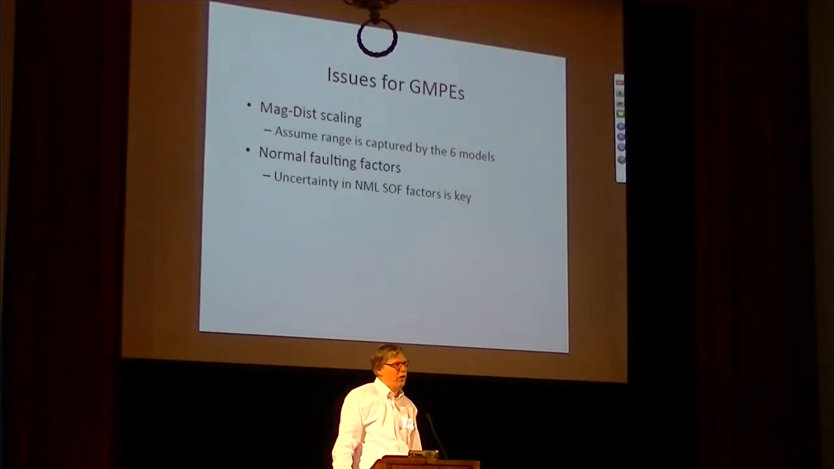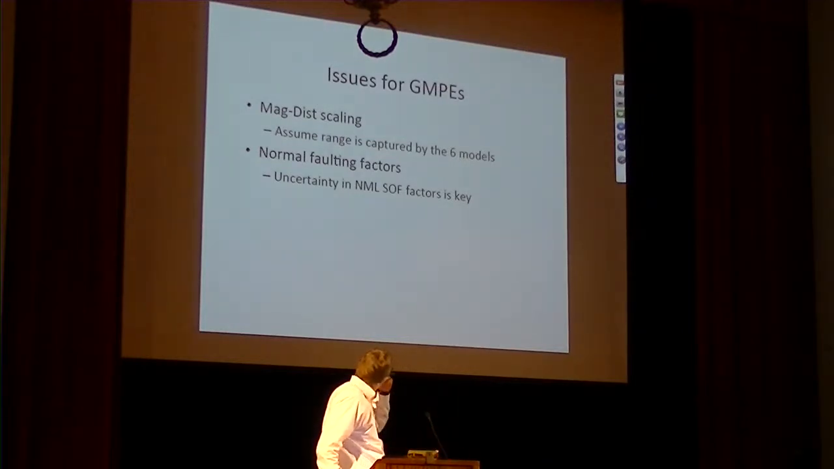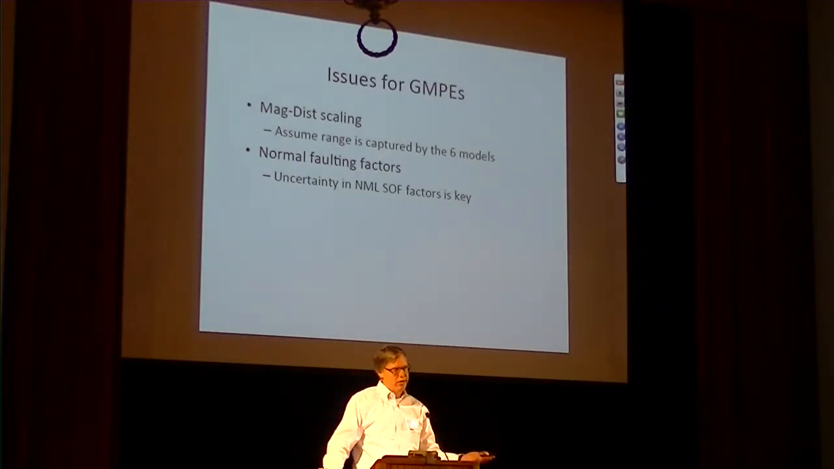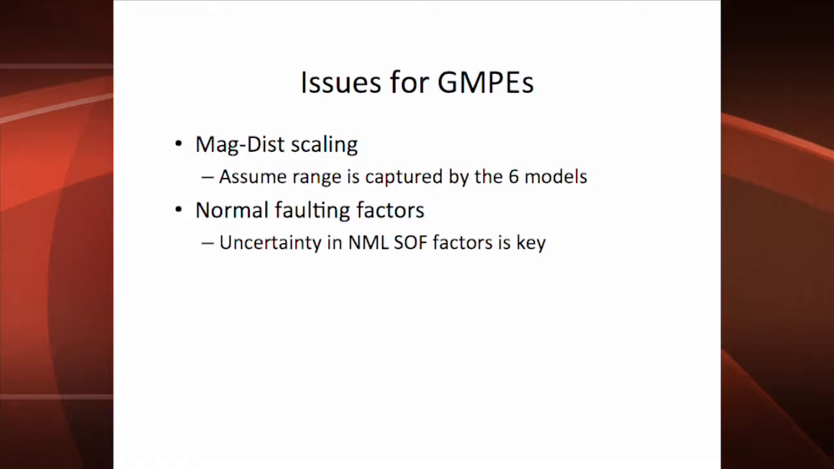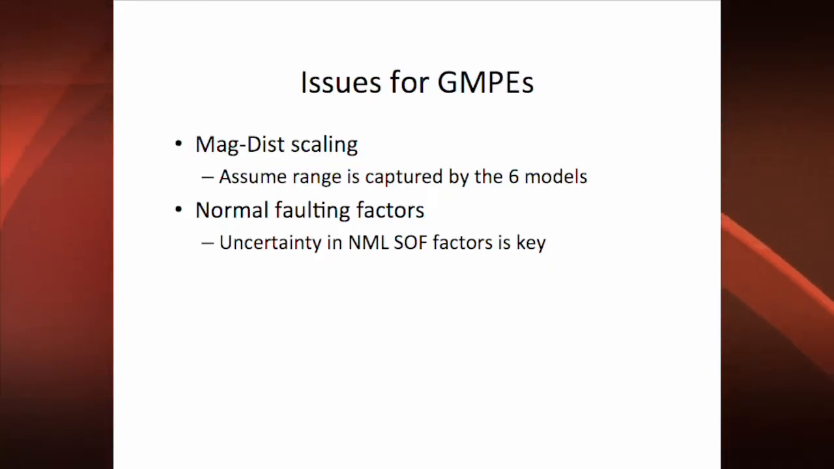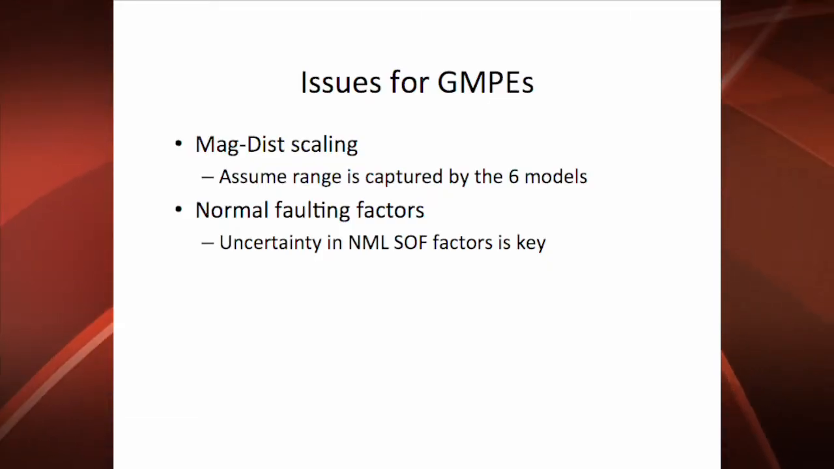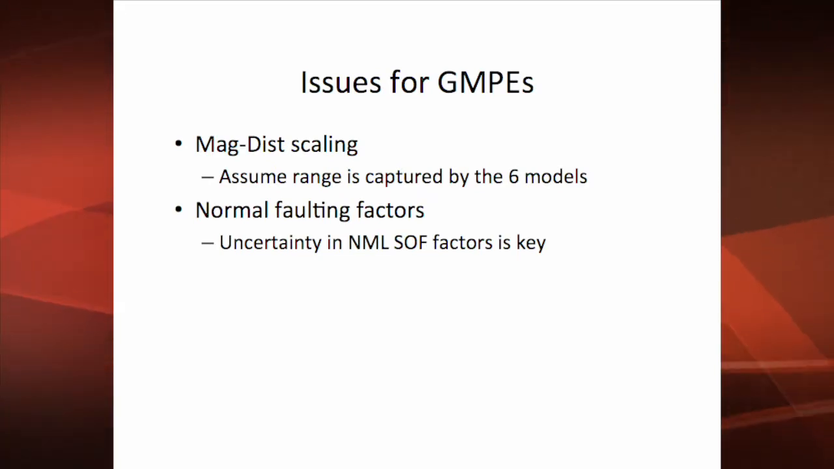All right, issues for our ground motion model for Arizona. One is magnitude distance scaling, and the basic assumption here is that the range is going to be captured already by the 6 models. So the magnitude and distance scaling is already adequate, and our focus is going to be on the normal style faulting factors and what is their uncertainty. That's the biggest piece that we don't have good constraints on.